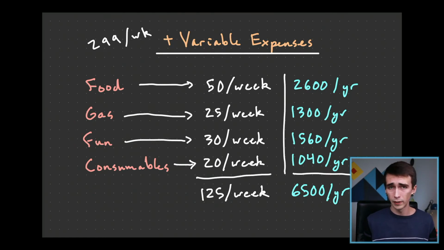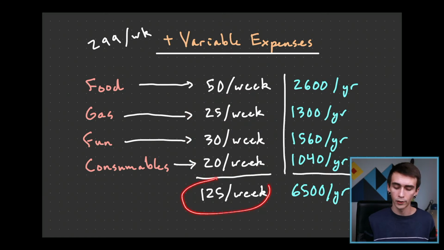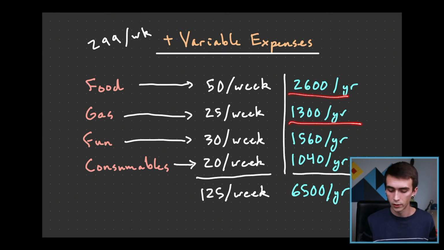So now I just estimated a rough amount of what I would probably spend a week on these things. So it'd be about 50 bucks a week on food, 25 bucks a week in gas, 30 bucks a week for fun, and then $20 a week for the other consumable stuff. So that comes out to about $125 per week. And then as you can see, we have the corresponding yearly totals right over here. So we have $2,600, $1,300, $1,560 and $1,040, and that comes out to $6,500 per year.